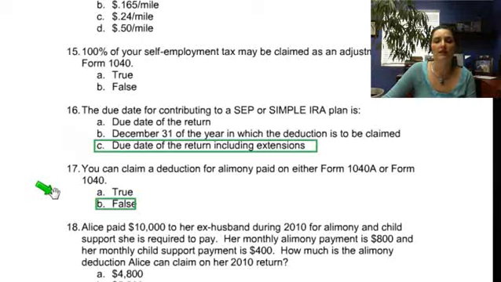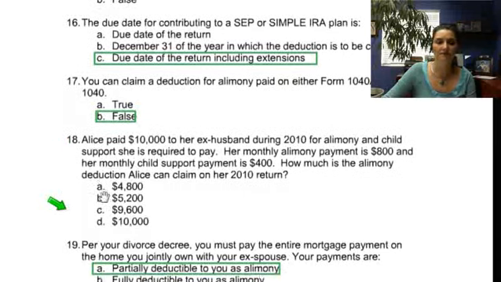Number 17, you can claim a deduction for alimony paid on either Form 1040A or Form 1040. I don't know why students miss this one because, no, you cannot report alimony on the short Form 1040A. That does kick you onto the long form.